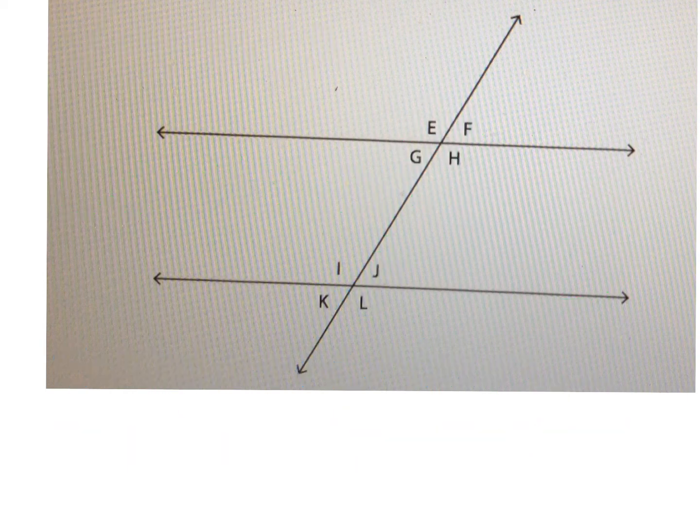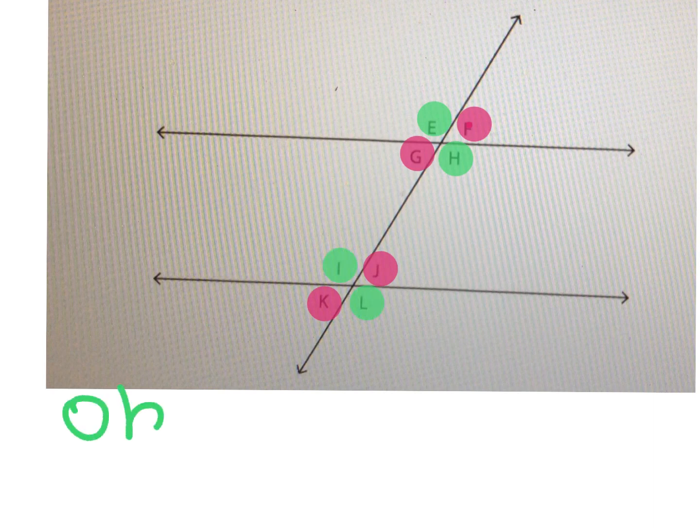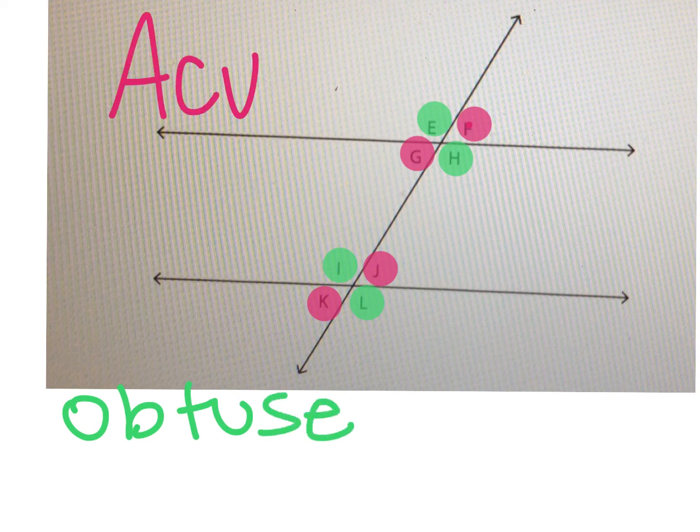Okay, on this one, let's just take a look at two vocab terms. Let's look at the vocab term acute. Pick out all the acute angles. Pause the video and pick out all the acute angles. F, G, J, and K are all acute. So then E, H, I, and L would be obtuse. So the obtuse are in green, and the acute are in pink.